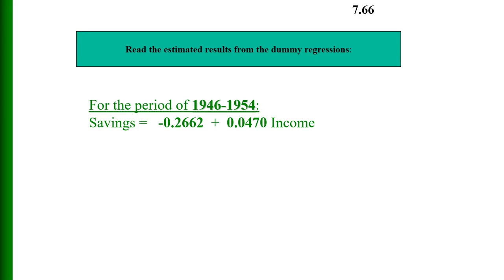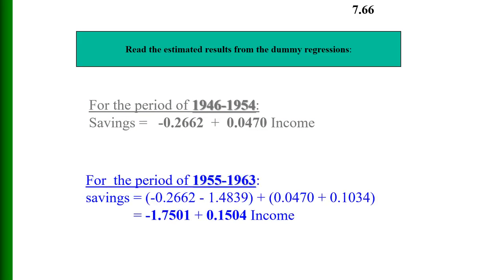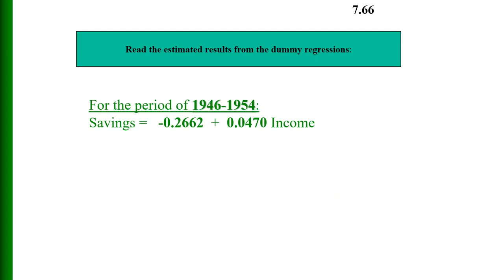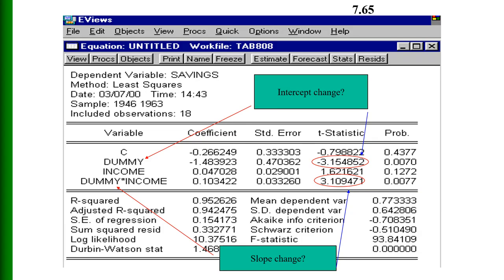So read the estimated results from the dummy regressions for the period 1946 up to 1954. The estimated saving equation is given like this: minus 0.2662 plus 0.0470 income, and this is for the period 1955 up to 1963, and this is the estimated saving equation, and finally we get this. So you see, this and this is not equal, this and this is not equal. So this is how we can use a dummy variable for structural changes, or the Chow test for structural changes.